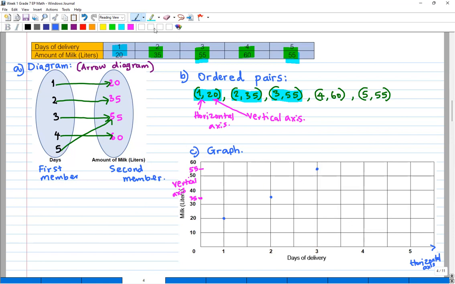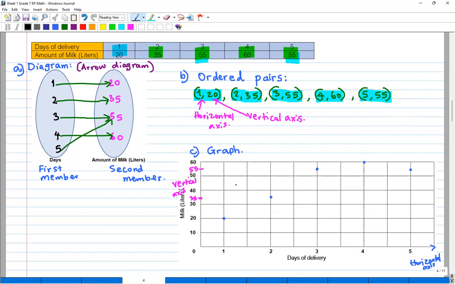Okay, next we have 4, 60. 4 and 60. This is 4 on the horizontal axis, and this is 60 on the vertical axis, and they meet here. Okay. And finally, we have got 5, 55. So this is 5 and 55 is around here. Okay. Now, finally, we are going to join the points.